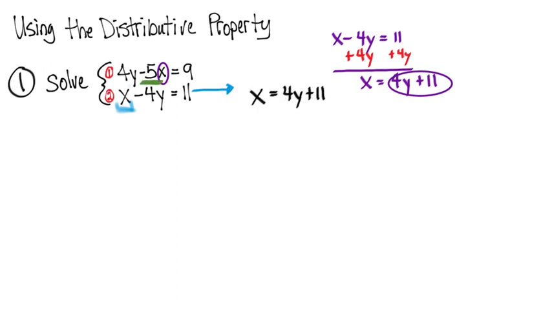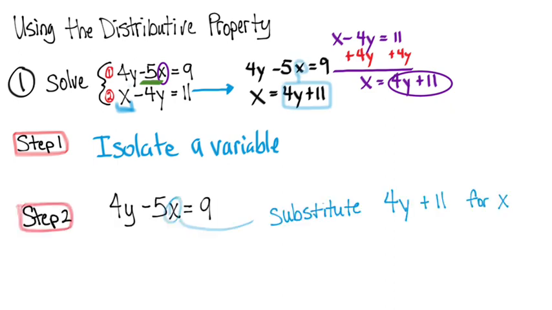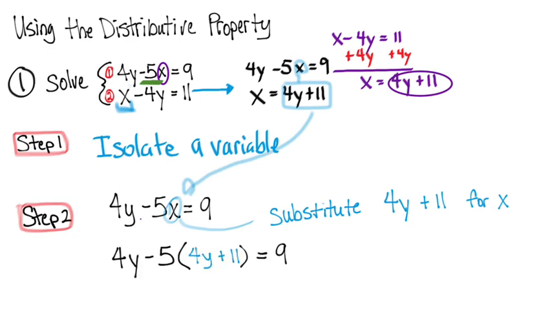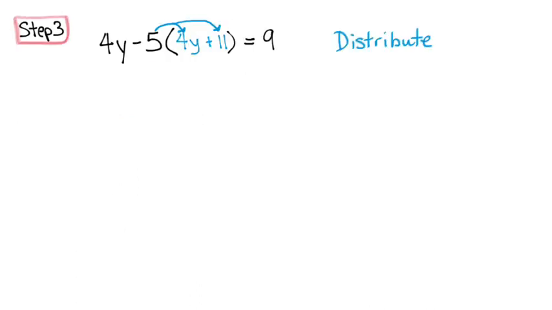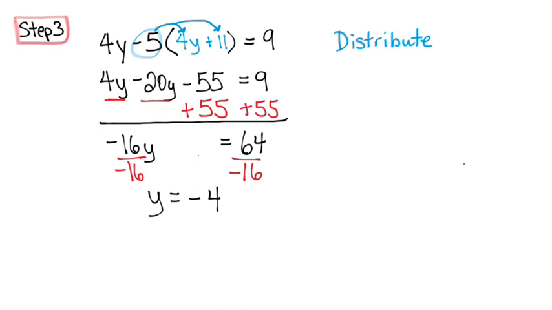So I get 4y minus 5 times all of that x, which is 4y plus 11. And now I have to distribute. And now I can isolate by combining my like terms first and using inverse operations and solve. And I get y is -4.